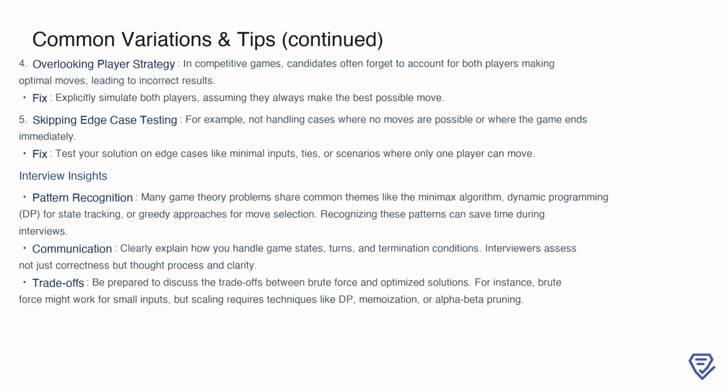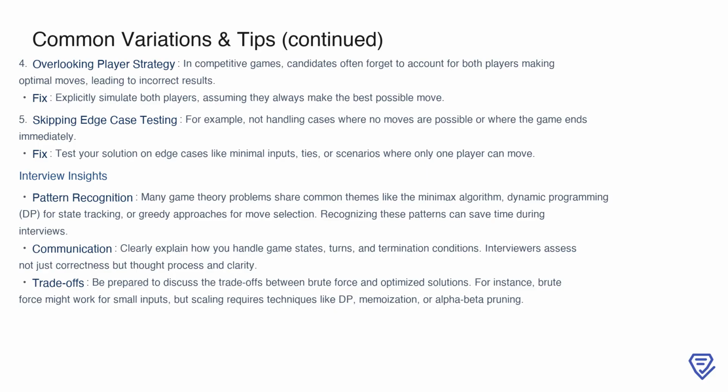Another critical oversight is failing to account for player strategy in competitive games. Often, candidates assume only one player's moves matter, but in reality, both players will play optimally. Ignoring this can lead to incorrect results because you're not simulating the actual dynamics of the game. To fix this, make sure to explicitly simulate both players' moves, always assuming they are making the best possible decision.